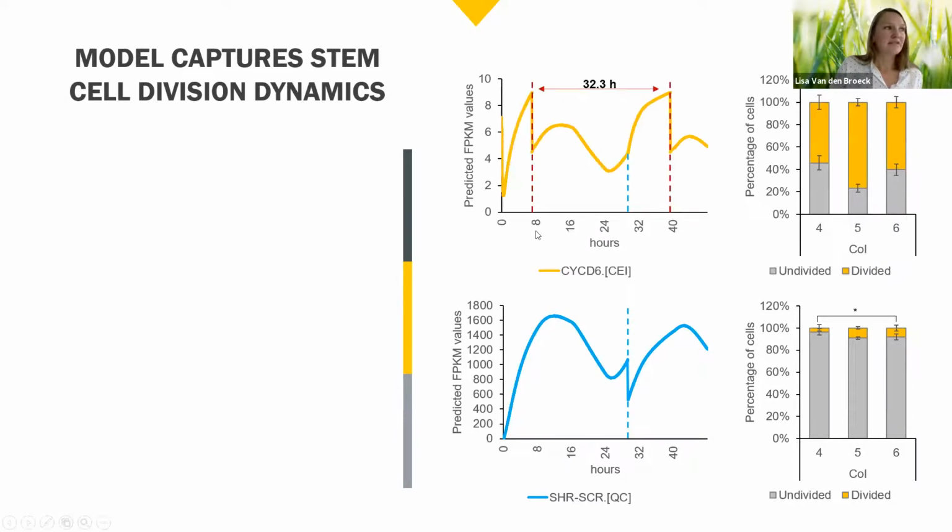The CEI divisions were predicted. We predicted 2 CEI divisions, one at 4 days and 8 hours, and one at 5 days and 5 hours. Almost 5-day-old, almost 6-day-old plants. So there was a time of 32 hours between the 2 cell divisions.